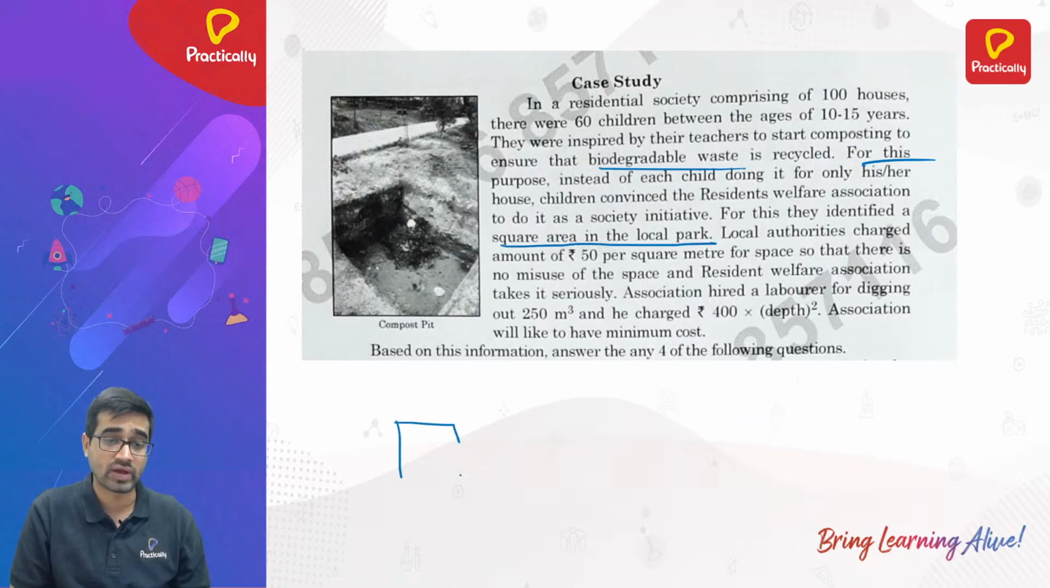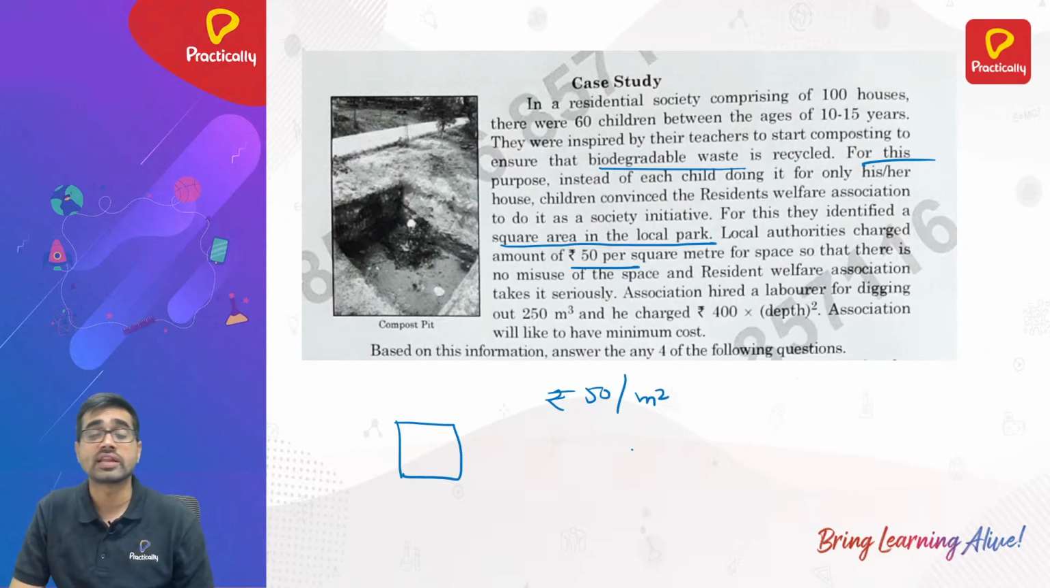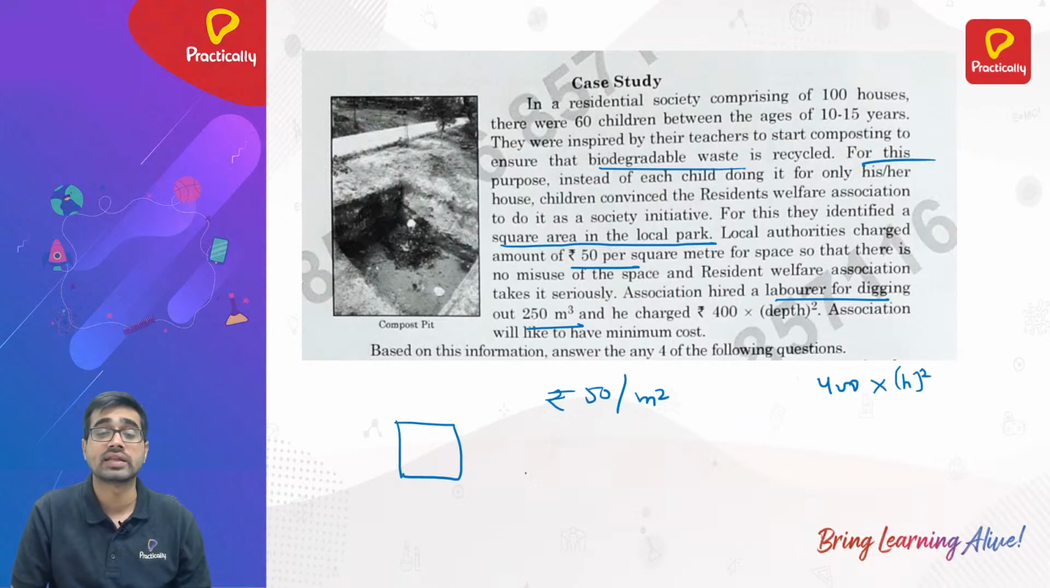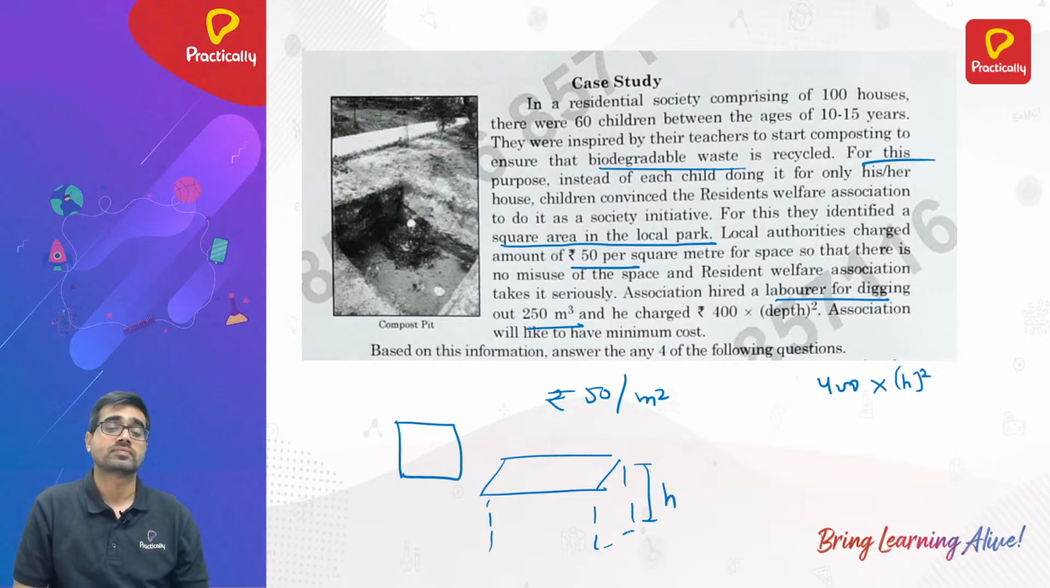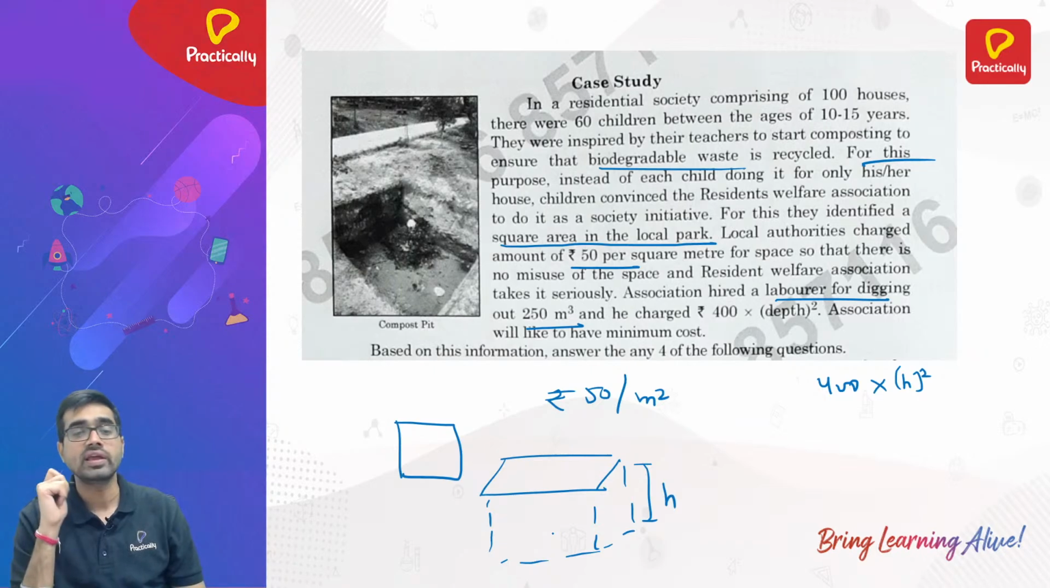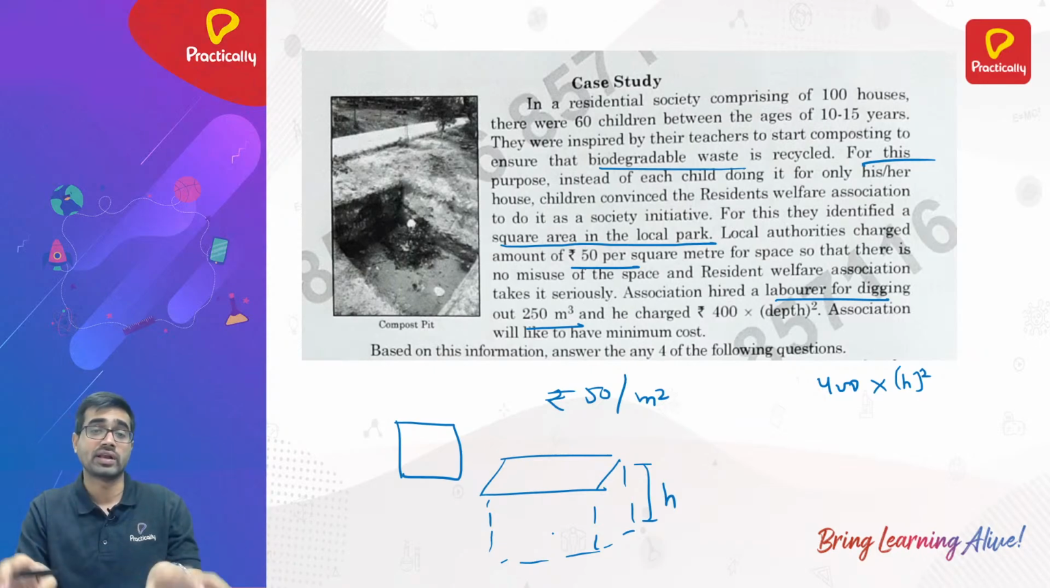The area is a square. Local authorities charged rupees 50 per square meter so that there is no misuse of space. And they hired a laborer for digging out 250 meter cube, and he charged 400 times the depth square. Let's say the depth he is going inside. So this was the surface, the square. This is a square surface, and he went to a depth of h to dig, so that they can use it for composting, biodegradable and all.